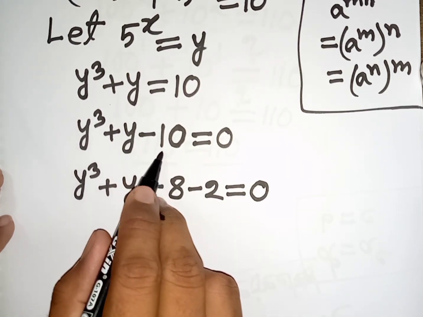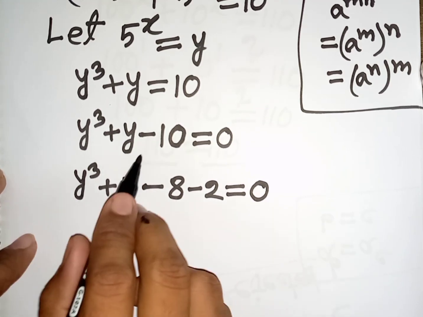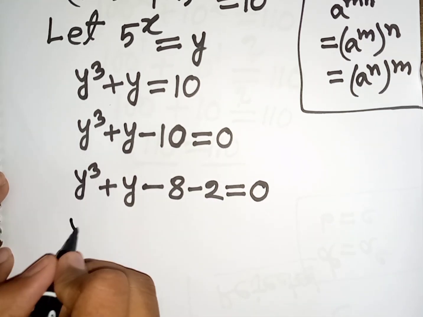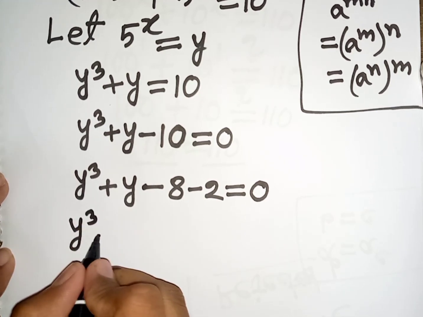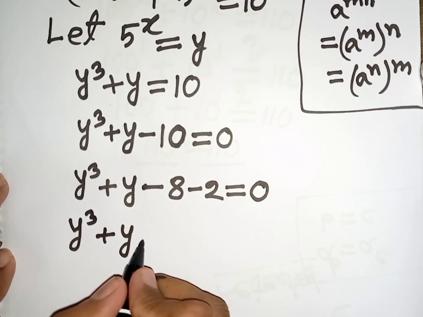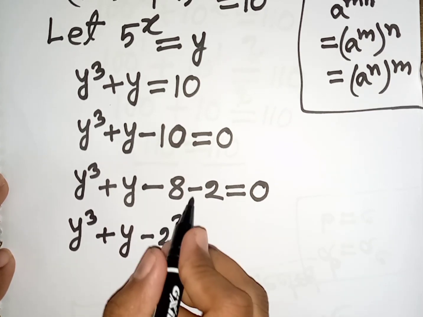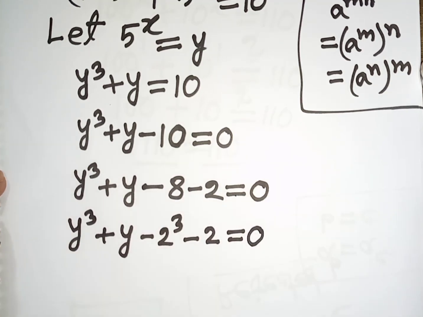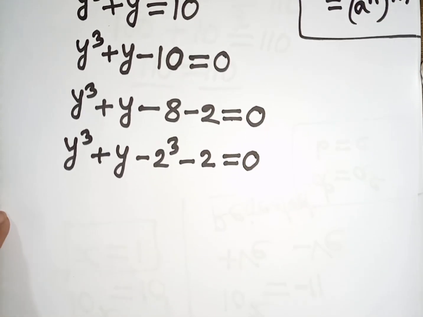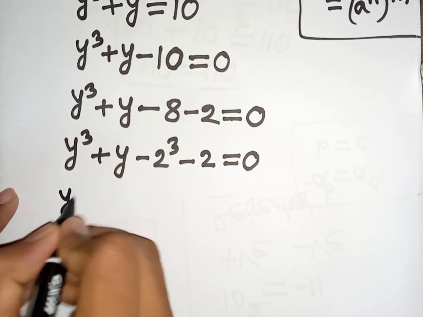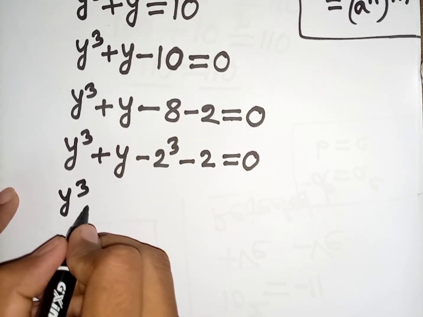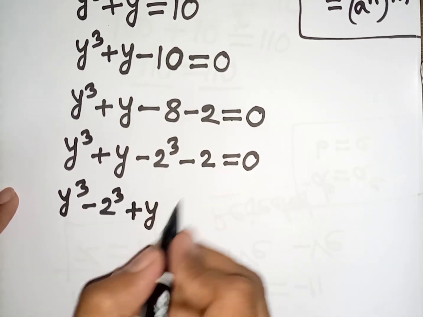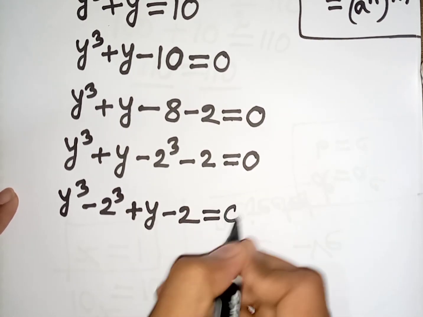Pay attention here. The nearest cubic number of 10 is 8. So we can write here minus 10 is the same as minus 8 minus 2. Now we have y cube plus y, then minus 8 is the same as minus 2 cube, then minus 2 is equal to 0. Now we can write here y cube minus 2 cube plus y minus 2 is equal to 0.